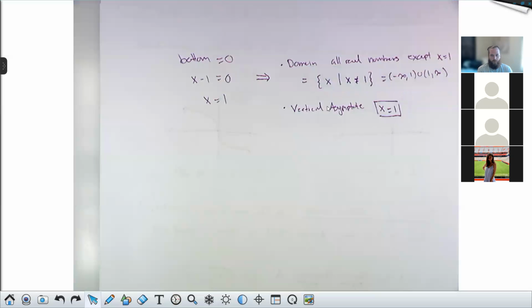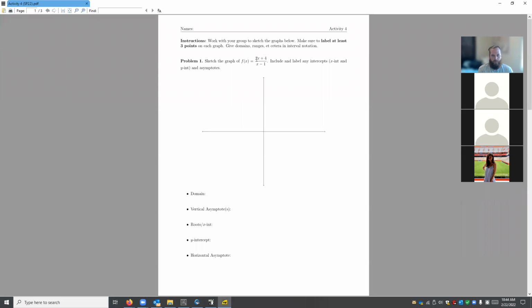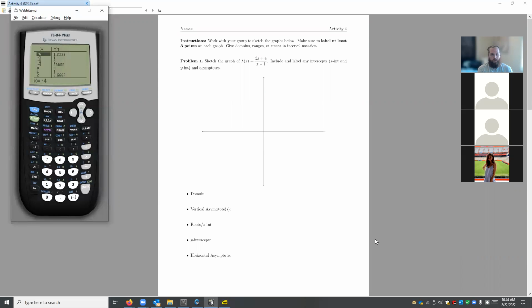And the same sort of thing is true for the horizontal asymptote here. We would want to make sure we describe the horizontal asymptote as the line y equals 2, not just saying 2.